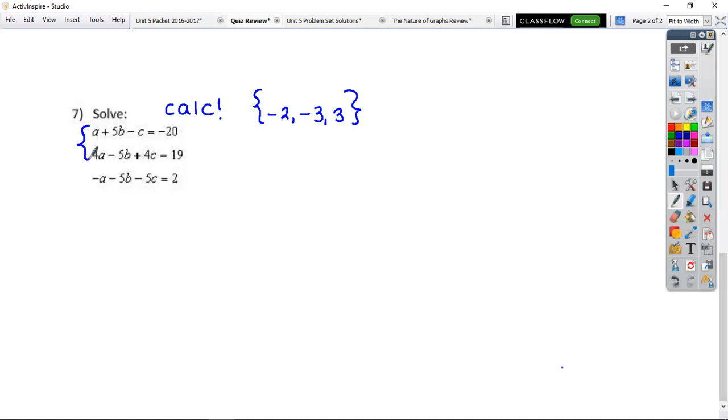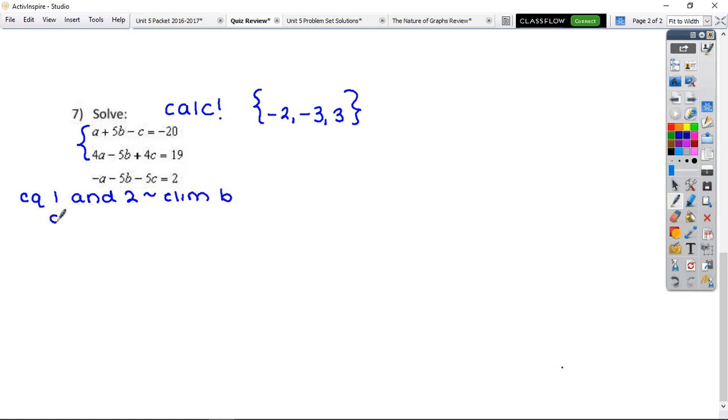Now, if I put 1 and 2 together, is there a variable that I should eliminate here? B. Yep, the B goes away already on its own. So it'd be really smart if that was your plan. So equations 1 and 2, and I am going to eliminate the B.